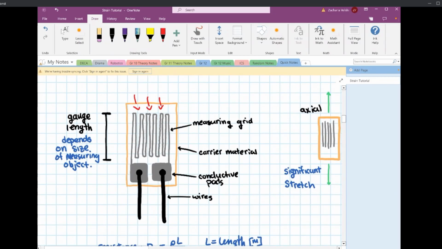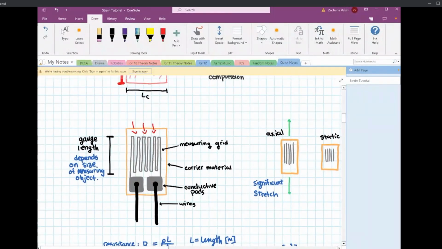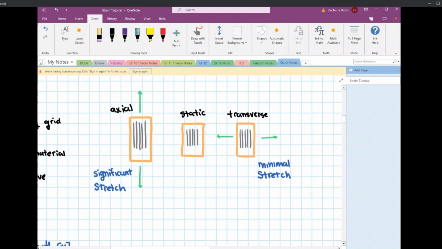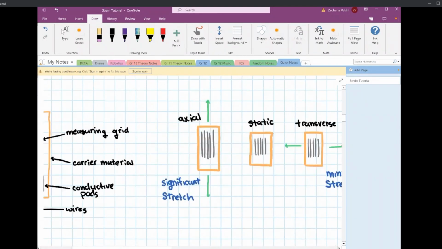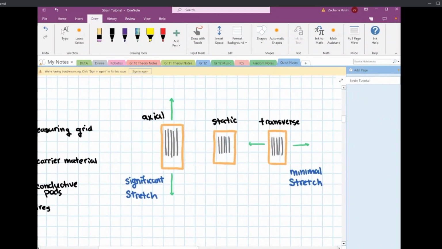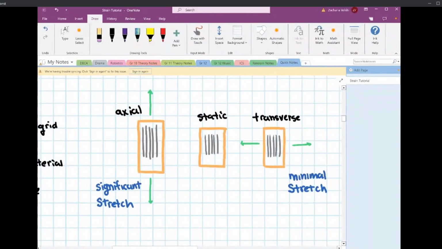This is just one type of strain gauge. There is a bunch more, which I'll get into a little later. But like I was saying, both the carrier material and the measuring grid, the material properties of those are chosen so that you really only get deformation in the axial direction of the strain gauge itself, versus the transverse direction.